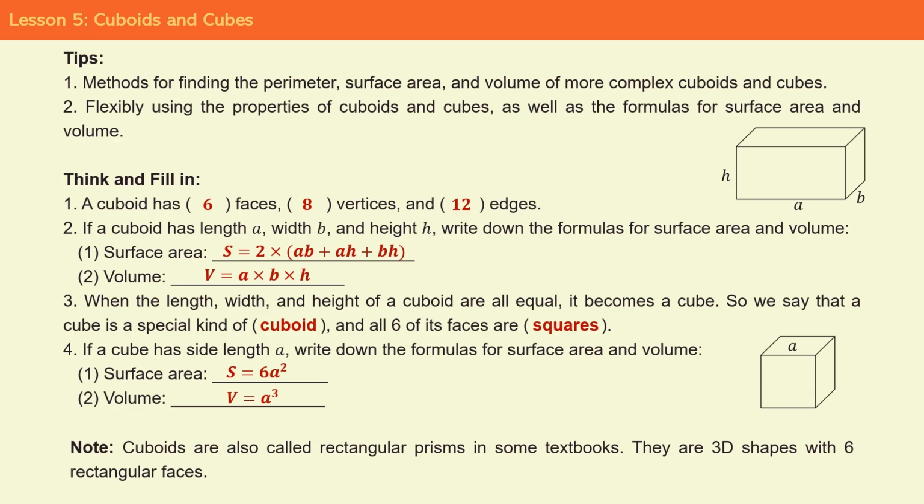3. When the length, width, and height of a cuboid are all equal, it becomes a cube. So we say that a cube is a special kind of cuboid, and all 6 of its faces are squares. 4. If a cube has side length A, the formula for surface area is S equals 6 times A squared. V equals A cubed. Cuboids are also called rectangular prisms in some textbooks. They are 3D shapes with 6 rectangular faces.